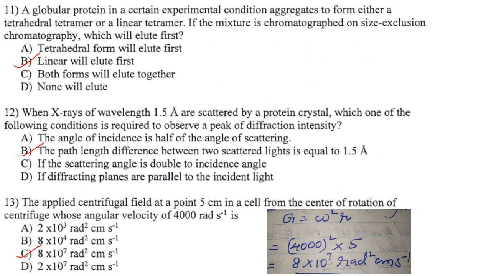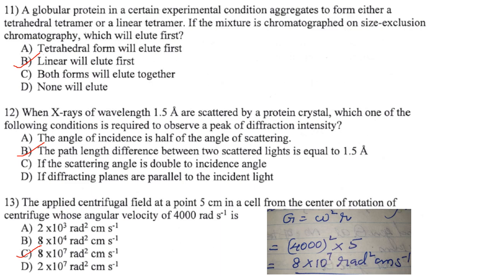The next one. When X-rays of wavelength 1.5 angstrom are scattered by a protein crystal, which one of the following conditions is required to observe a peak of diffraction intensity? The answer here is the path length difference between the two scattered lights is equal to 1.5 angstrom. Answer is option B.